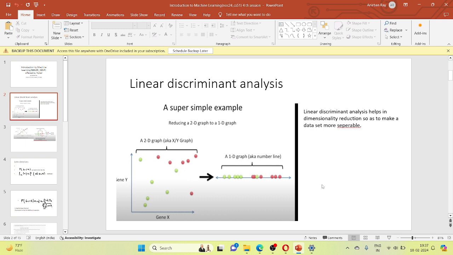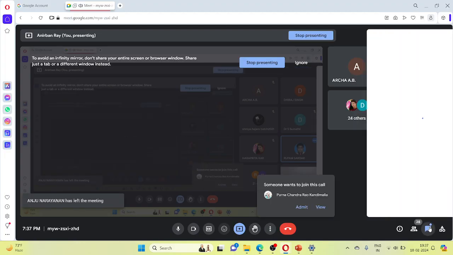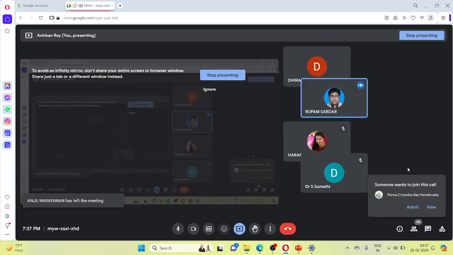So gene X and gene Y, both genes are there. We are trying to find a plane along which it is clearly separable.